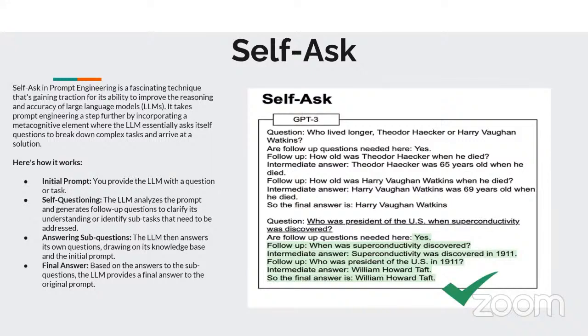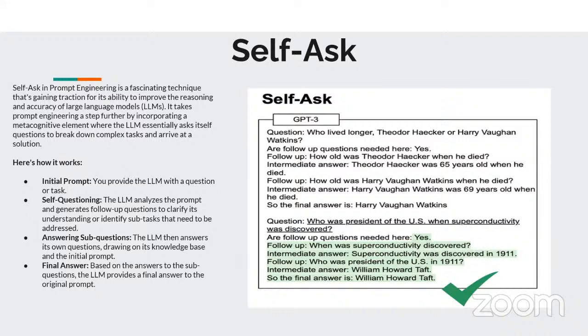Then answering the sub-questions. The LLM answers its own questions using its knowledge and the information from the initial prompt. After that, what will happen? It will generate a final answer. Based on the answers to the sub-questions, the LLM provides a final comprehensive answer to the original question. Like this. See the example here.